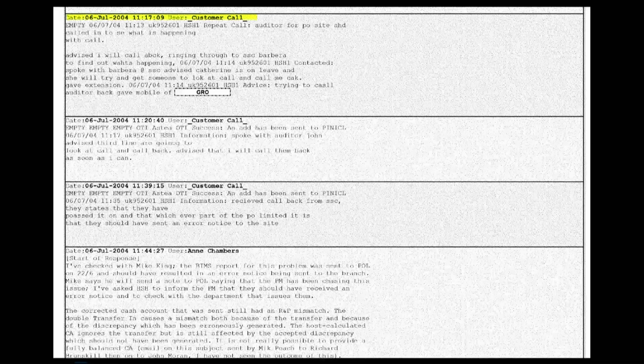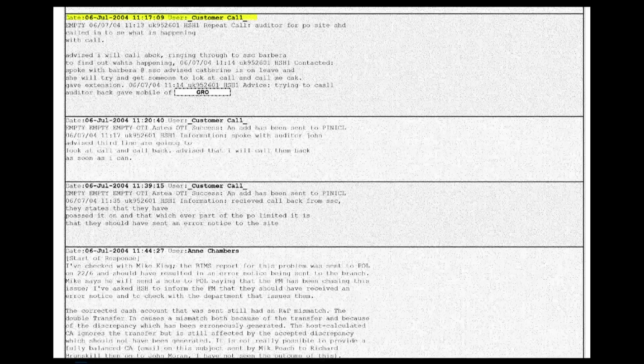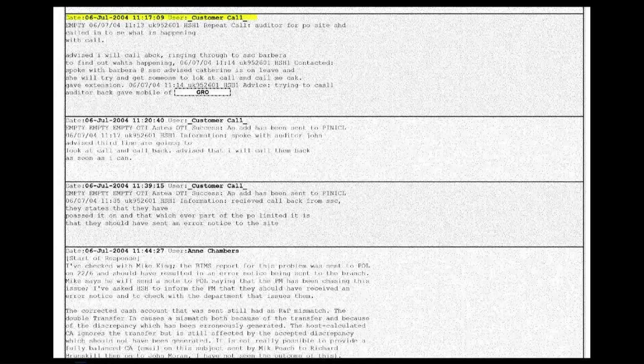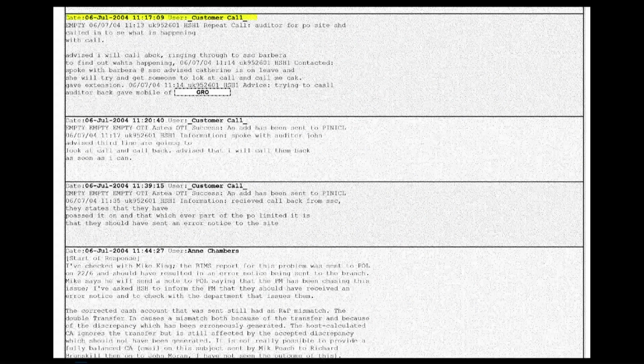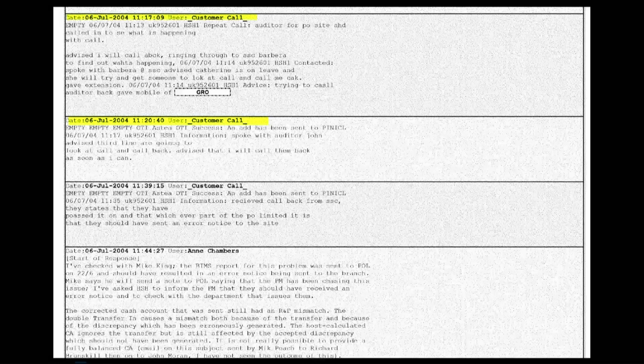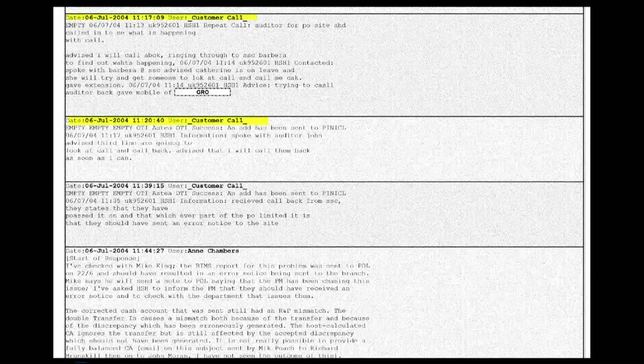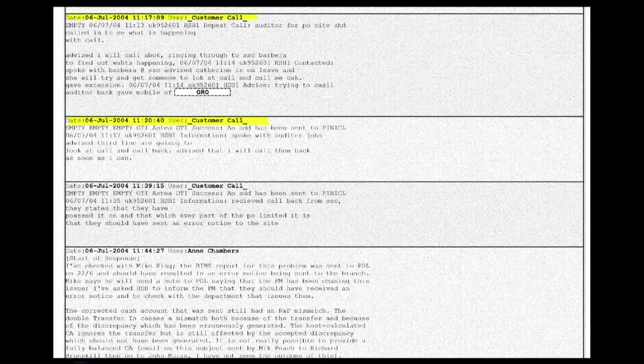So it sounds as if nothing has been resolved as far as the postmaster is concerned, and now there is an auditor on site. And then the entry below, it's 11:20:40, spoke with Auditor John, advised third line are going to look at the call and call back, advised I will call them back as soon as I can. Yes. And then I think later that day at 11:44 is the first time that you become involved. The first time that my name has appeared on here, certainly. Yes.